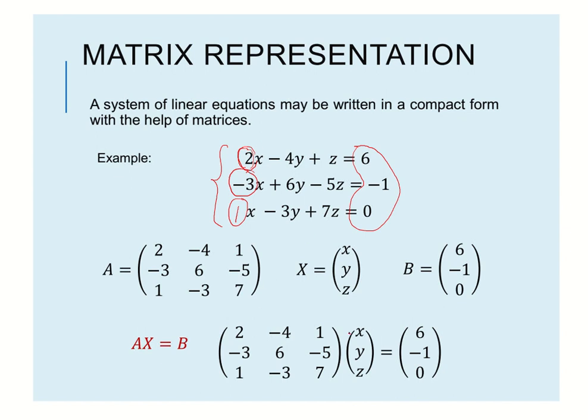When we perform the multiplication, we get back the system of linear equations. We have 2 times x, negative 4 times y, and 1 times z equals 6, so we get the first equation. Then negative 3 times x, 6 times y, negative 5 times z equals negative 1, so we get the second equation, and so on. So we have learned how to convert the system of linear equations into a matrix equation.